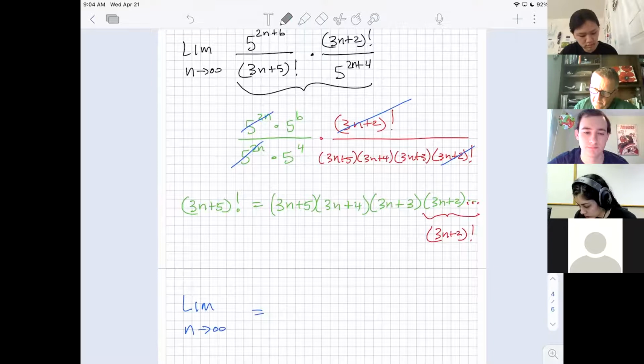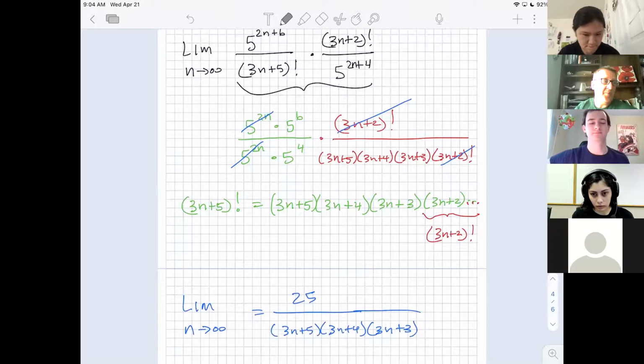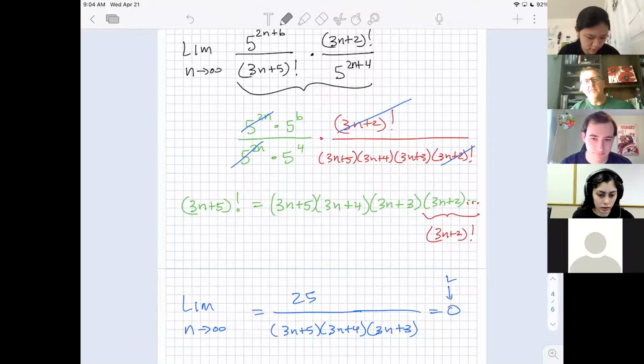So I have 25 on top, which is not good, right? 25 is a big number. We were hoping for something kind of small, but notice what's left on the bottom is like a whole bunch of n's. And so although 25 is a big number, hey, there's n's on the bottom and n's are going to infinity. And so this thing is on its way to 0. Yes, 0. We found a limit less than 1.